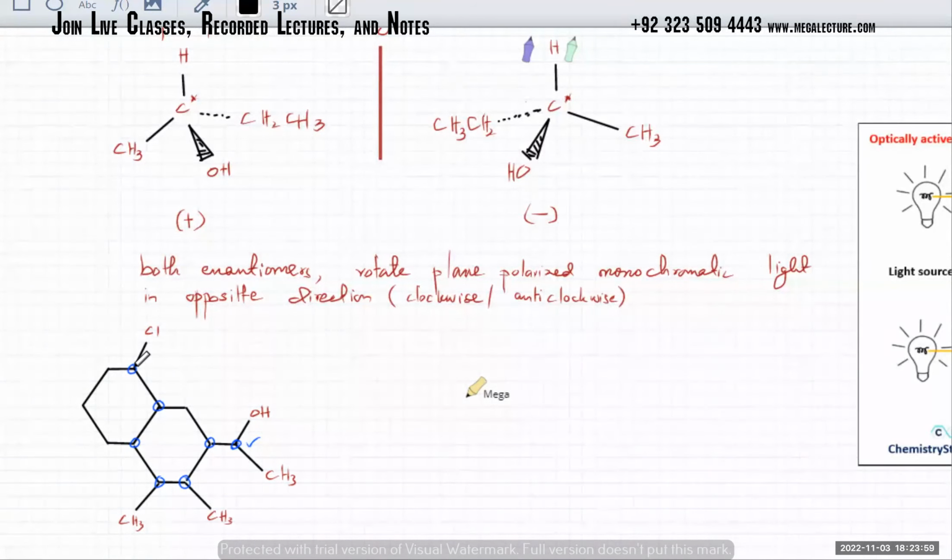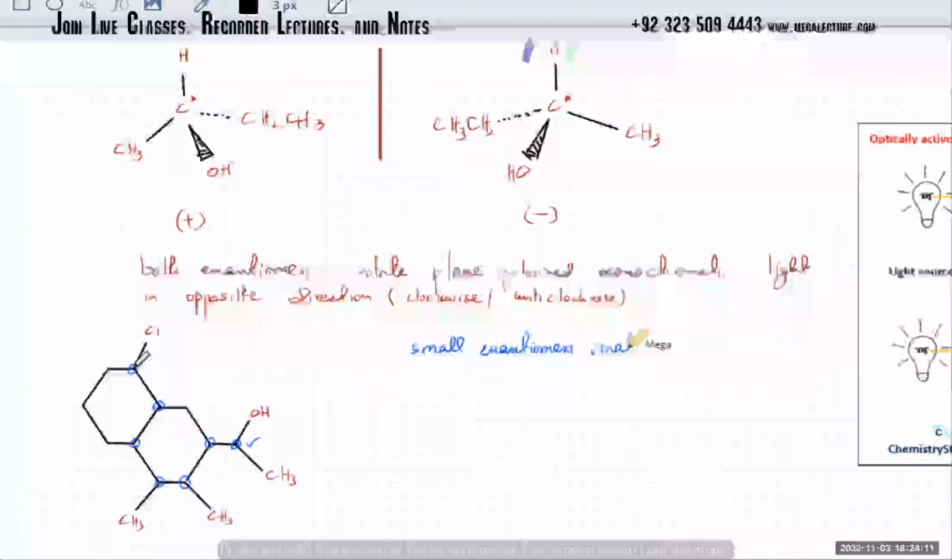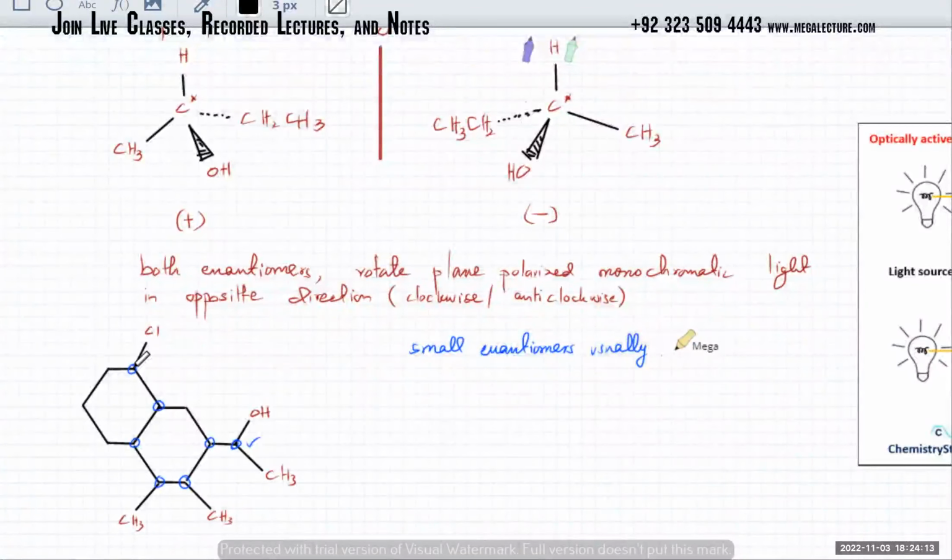Achha, about enantiomers, remember this: small enantiomers usually have exactly the same chemical and physical properties. It's very hard to distinguish small enantiomers.